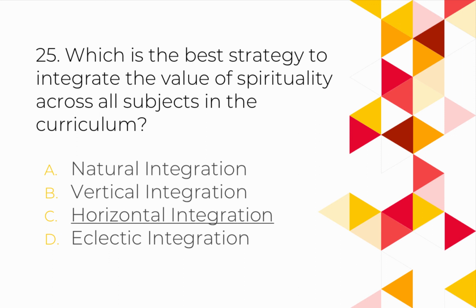And option D, eclectic, is the process of integrating values using two or more schemes, like two or more different types of media from different fields of studies in order to emphasize the values being integrated in the lesson, or the values that we want the students to learn or to emulate or to demonstrate. Okay, so number 25 is letter C.